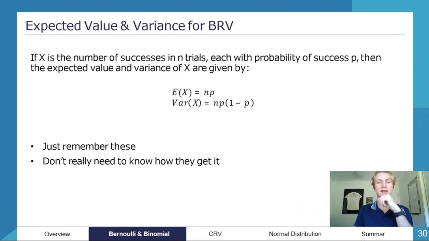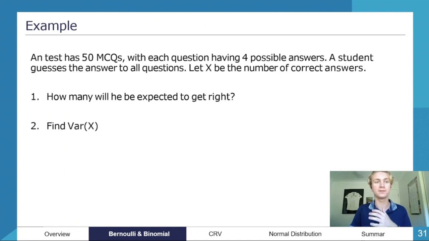Then the variance of x, a little bit more complicated, is np times (1 take p). So you just apply them, and remember, how do we work out standard deviation? If we were given that variance, how do we work out the standard deviation? We square root it. That's the standard deviation. As I said before, something you do have to have memorized.